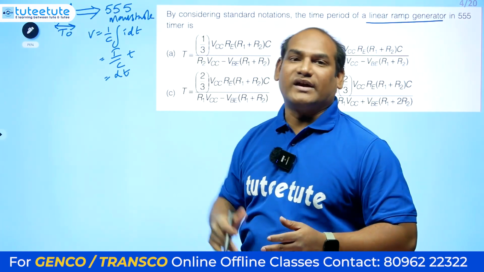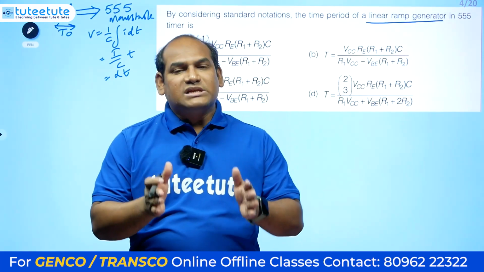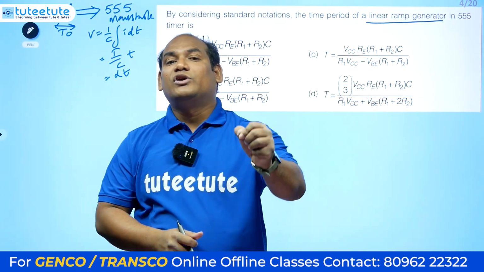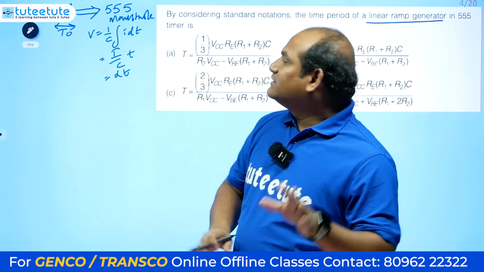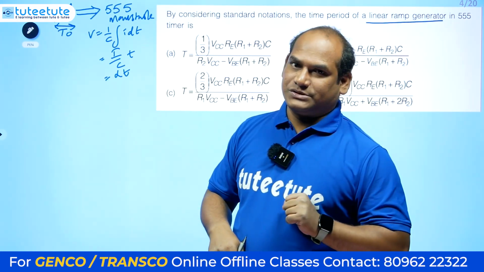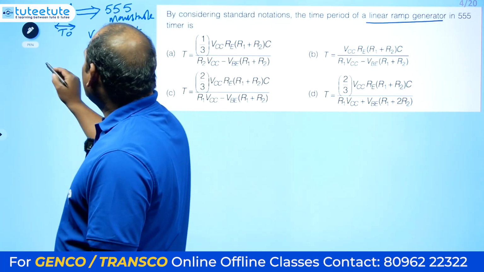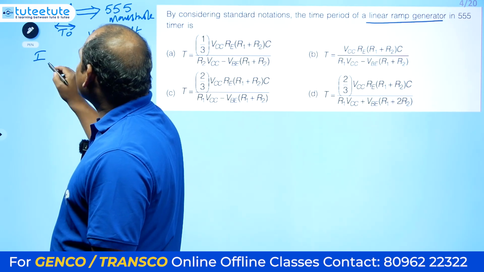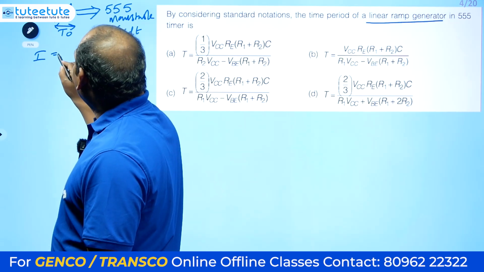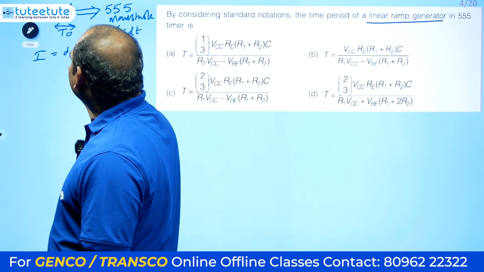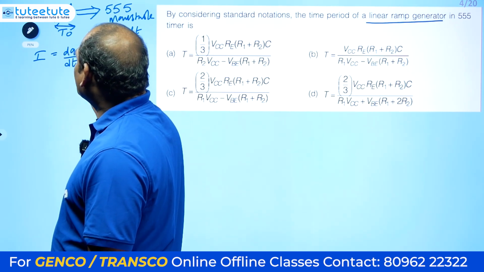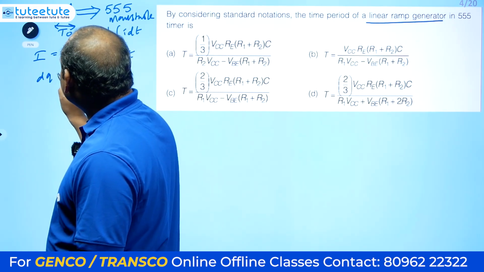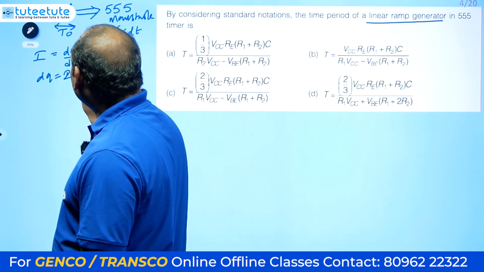of the IC555. Okay, so you need to use the IC555 as the monostable multivibrator. In that you need to make the current flowing through the capacitor constant. Then ramp voltage will be established. Then we'll take it like this. Whatever current is flowing through this capacitor, that current must be equal to dq by dt. So we can take here dq is equal to I dt.